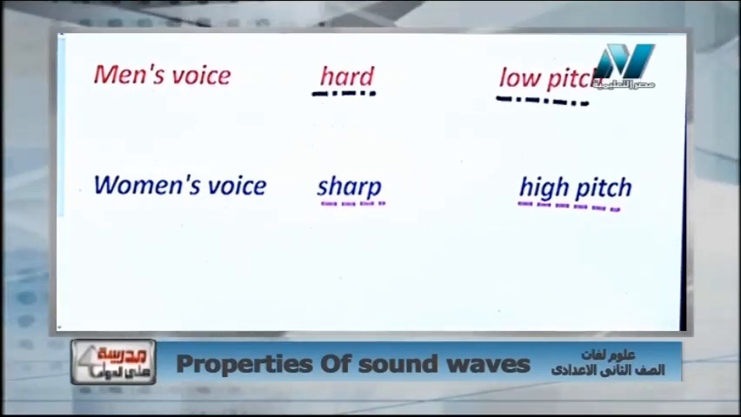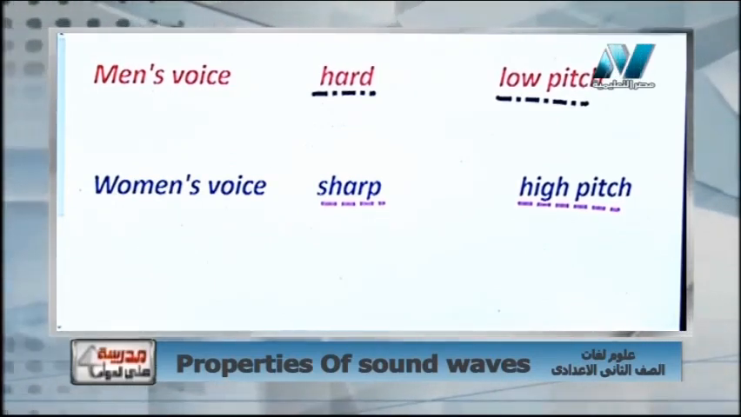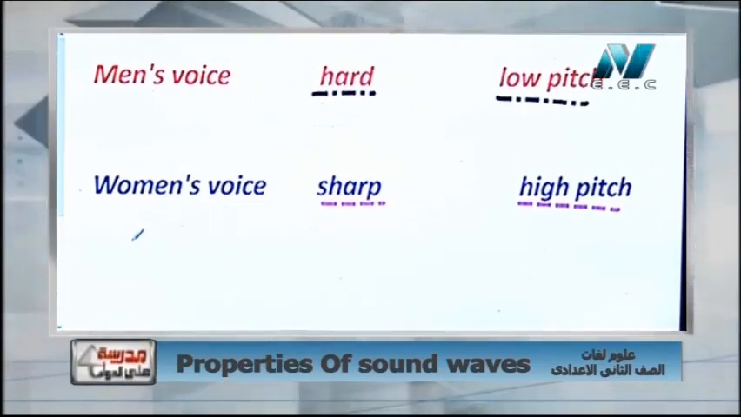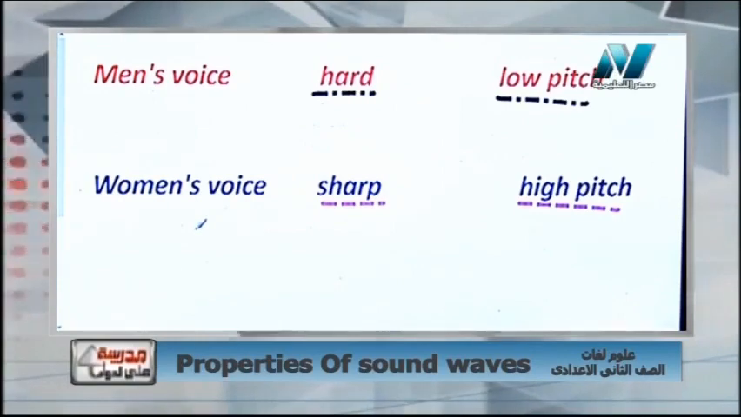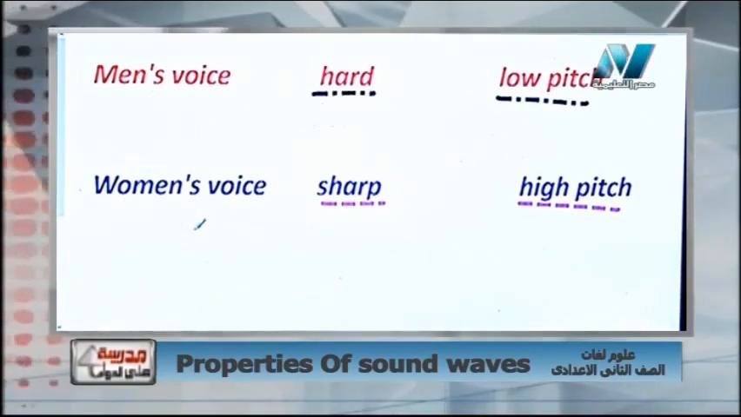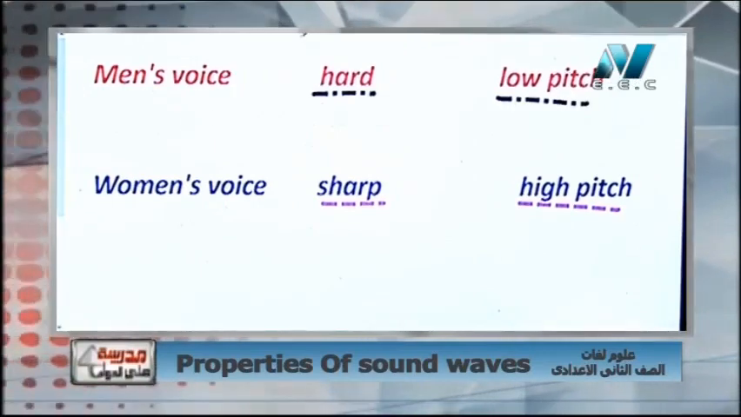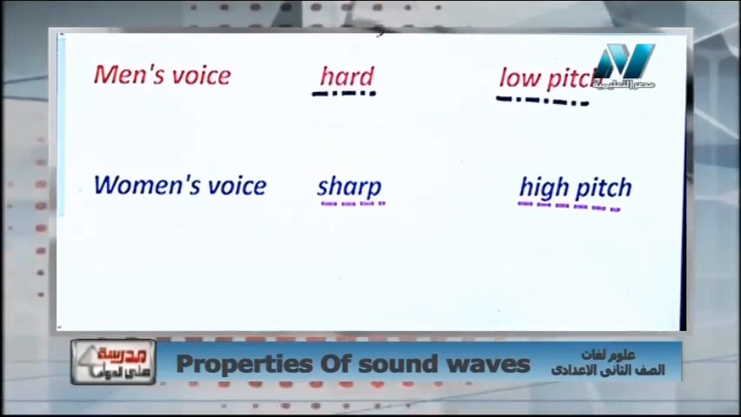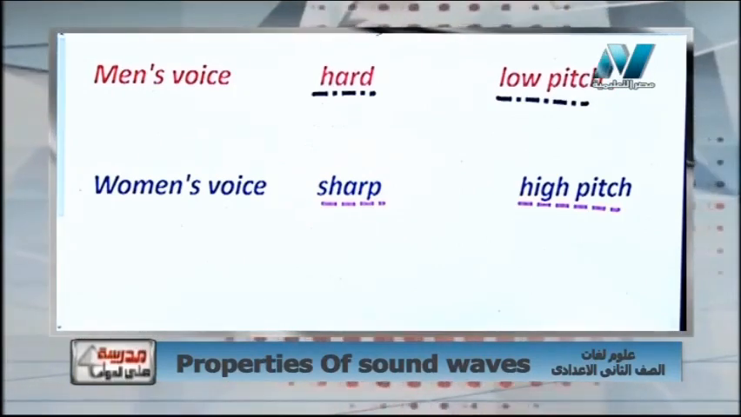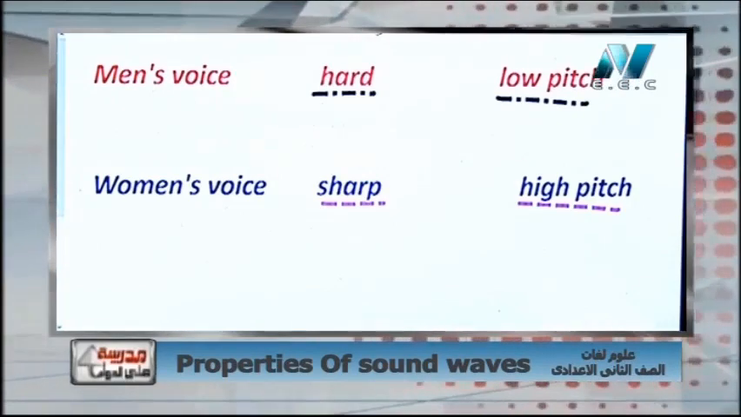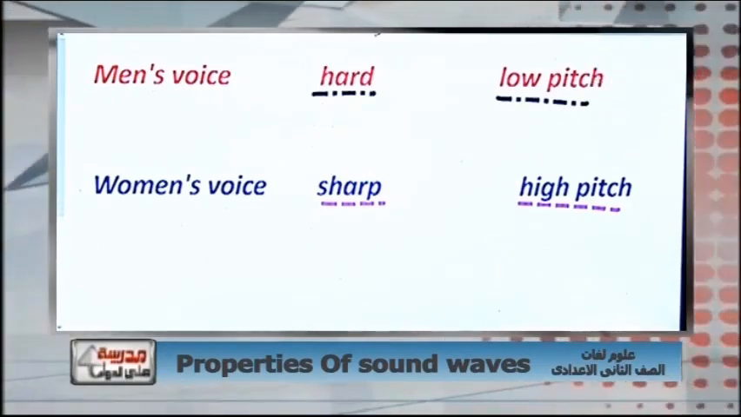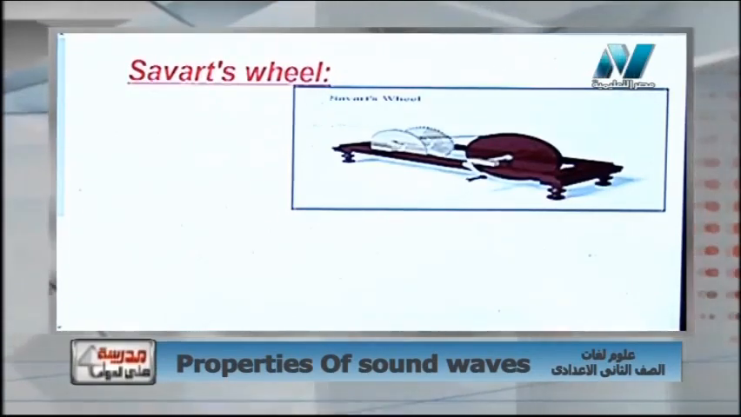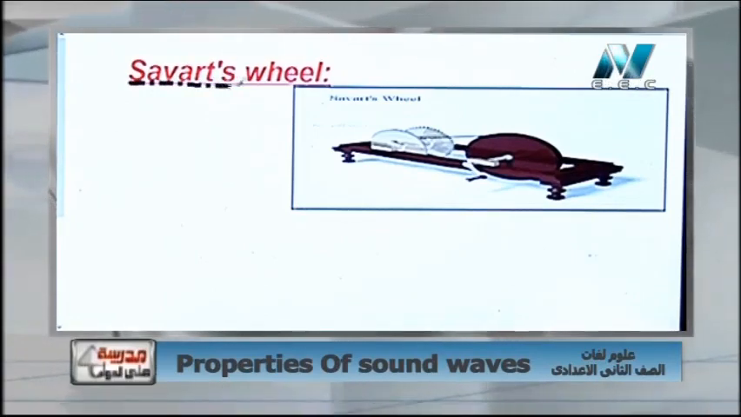Okay, of course the frequency or tone of sound can be uniform or non-uniform according to the sound. For example, the sound of a violin is comfortable to your ear because it has uniform frequency, while noise is not comfortable to your ear because it has non-uniform frequency. Then we have a device called the Savart wheel.